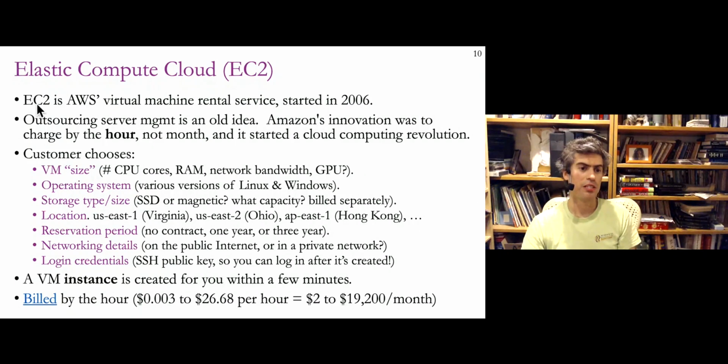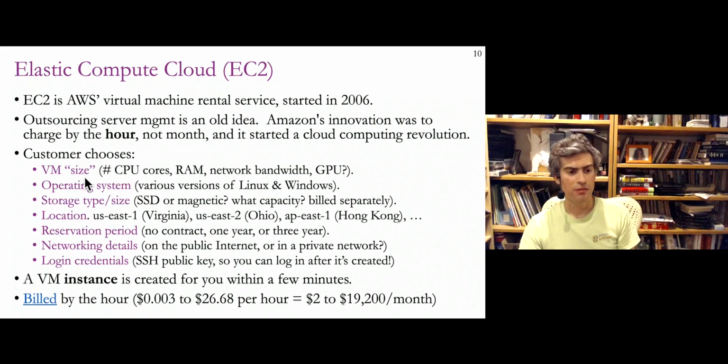So when you set up an EC2 instance, of course nowadays I should mention there are many competitors to EC2 from Microsoft and Google. But Amazon really innovated the idea of letting customers very quickly set up virtual machines and charge by the hour, not by the month.